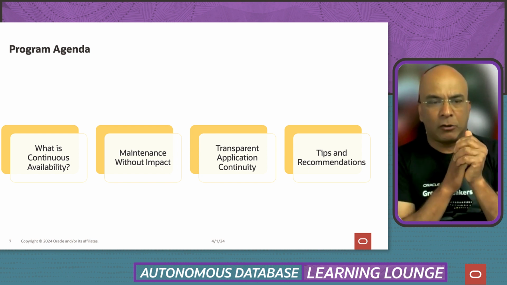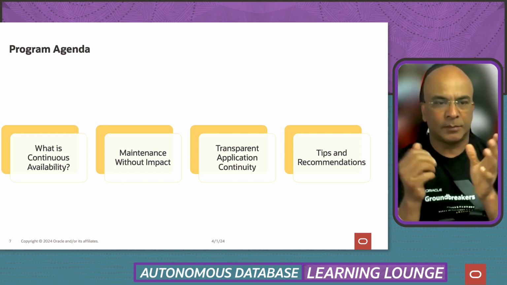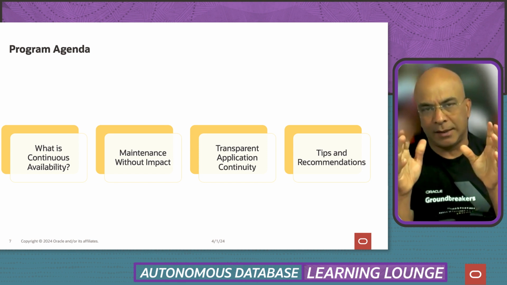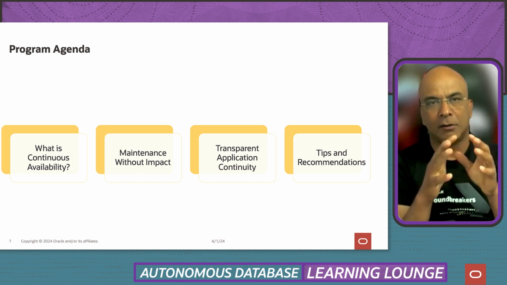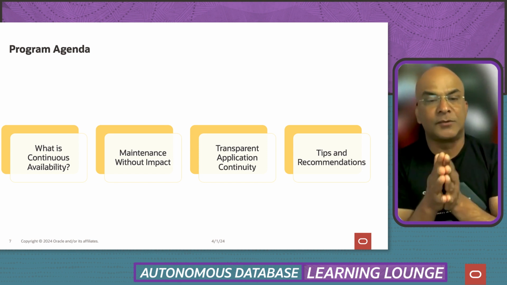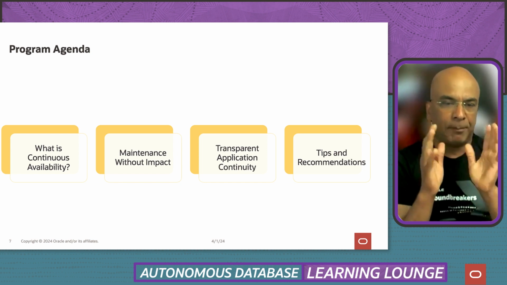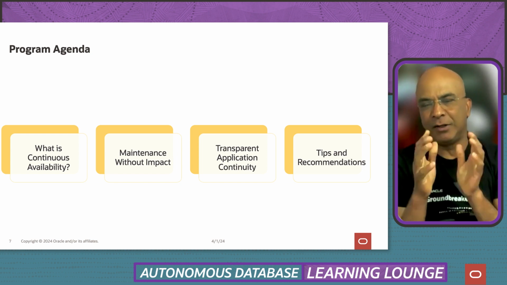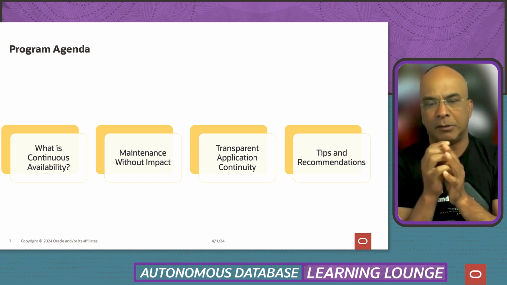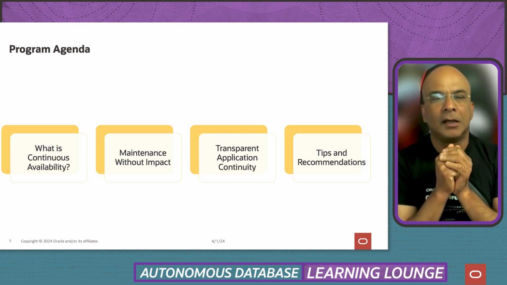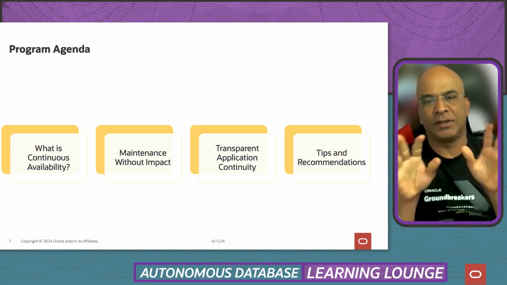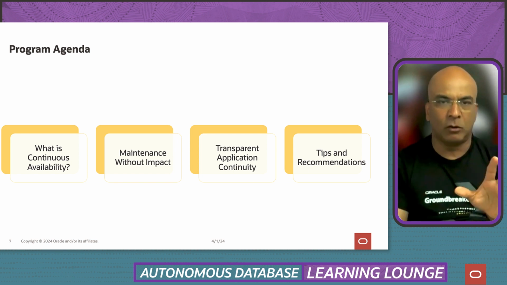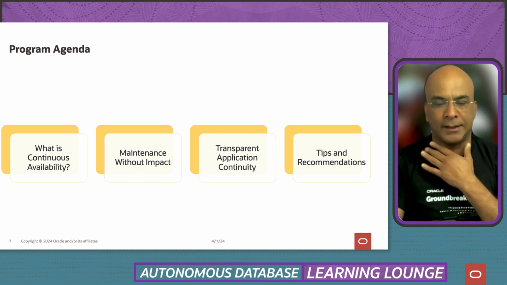So what we're going to talk about today? We have this concept of continuous availability, and I'll explain exactly what it means in technical terms. What is maintenance without impact? Then we'll talk about transparent application continuity and application continuity. And I have some tips and recommendations spread all over the slide deck.